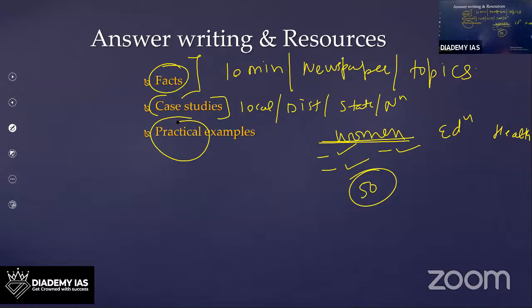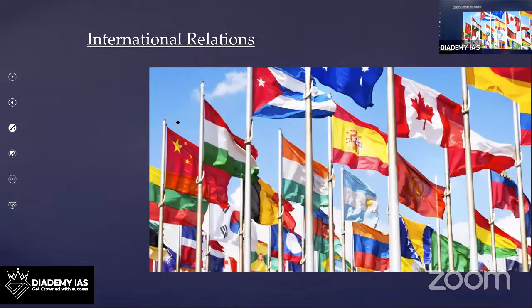If you do not bring uniqueness in your answer, then you are bound to fall in the average group of aspirants, and if you fall in the average group, then you will get average marks, you will not get the extra marks.